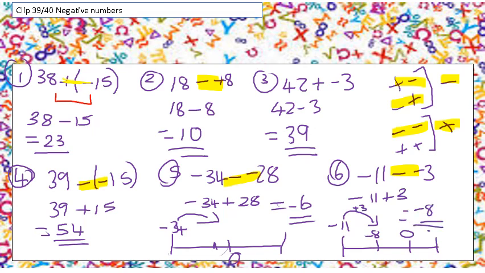Okay, so hopefully using those rules, the key thing is this bit in the corner, you should be able to have a go at clip 39 and 40 now. Just try to remember which way you go on a number line, and the first thing you do is look at the rules and see which one you would use. Okay?